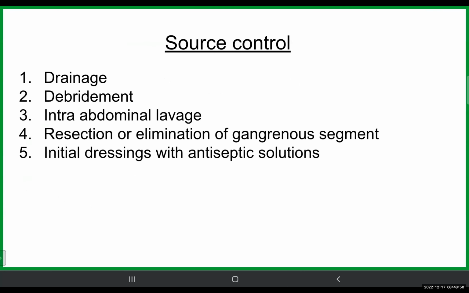Then source control, that is drainage, debridement, and intra-abdominal lavage before closing the wound, and resection or elimination of gangrenous segment in the bowel surgeries. The initial dressing with the antiseptic solutions, and then once the contamination decreases, we can continue dressing with the normal saline. And that's it.